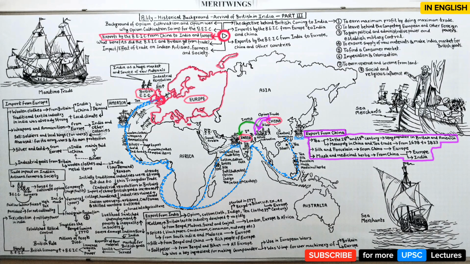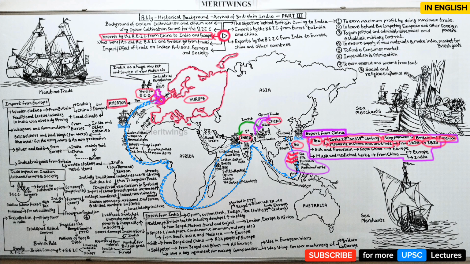Friends, just as cotton cloth, spices, silk, indigo, opium and salt were sent from India to Europe, similarly, tea, silk and porcelain were exported from China to Europe. The first among these is the export of tea. Friends, during this time, in the 18th and 19th century, Chinese tea was very popular in Britain and America. Since 1698, the East India Company had established its trade monopoly on this trade of tea and China.